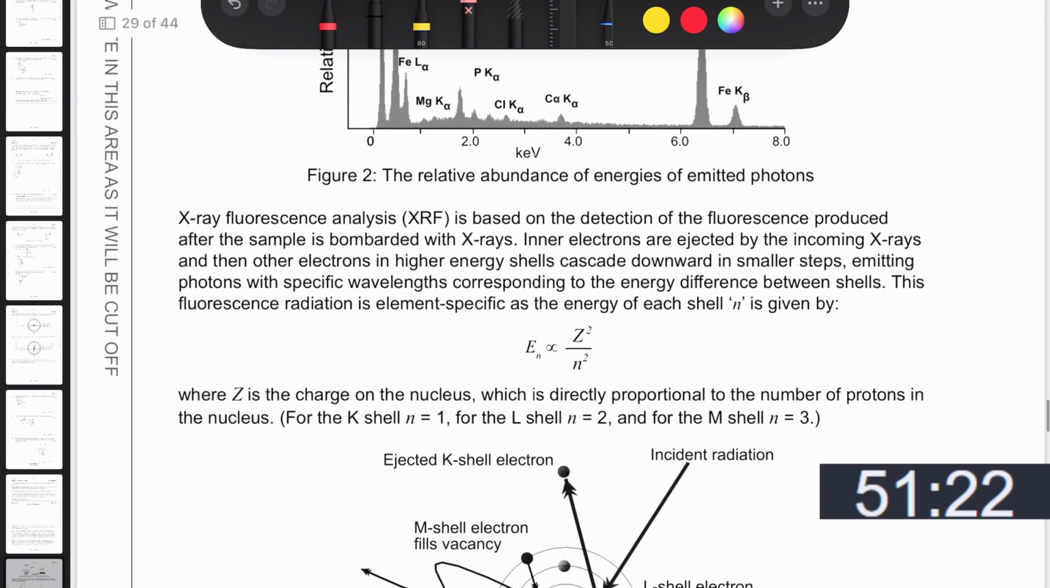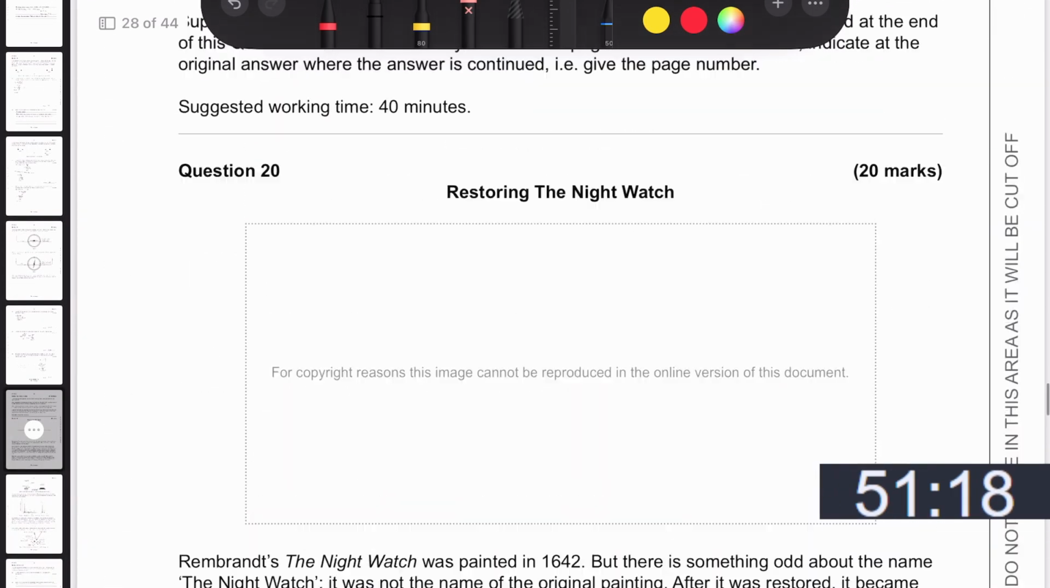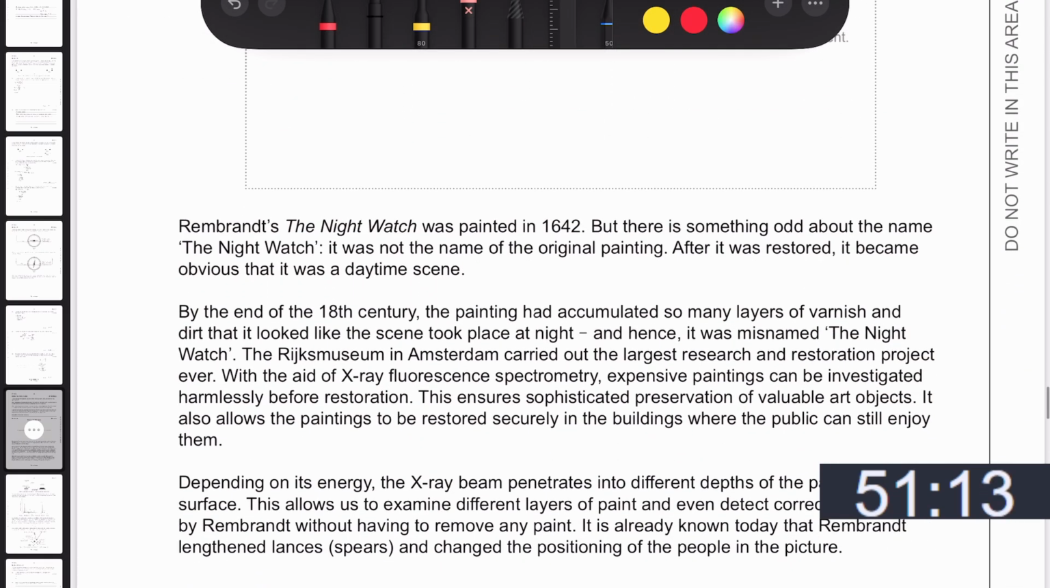Starting the night watch. Oh my god. Yikes, okay, there's a lot of reading. This image cannot be produced. Okay, I'm not going to get the image up unless I knew.